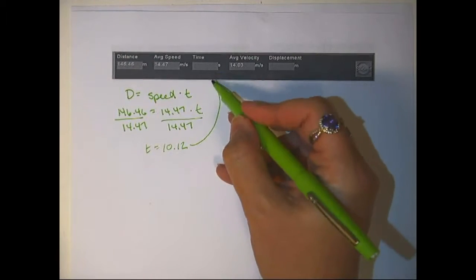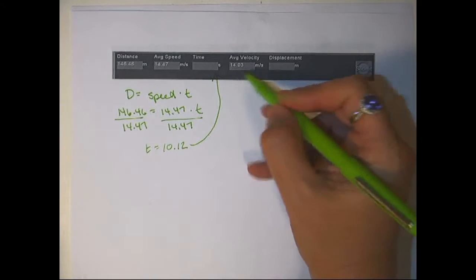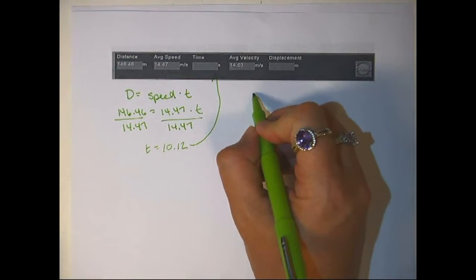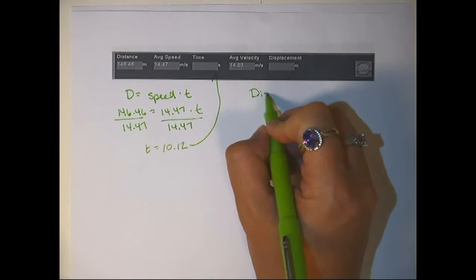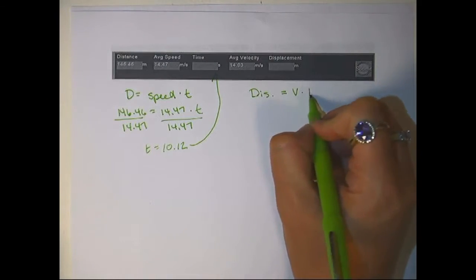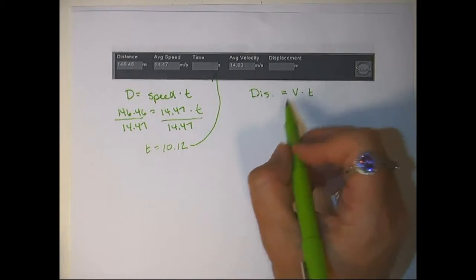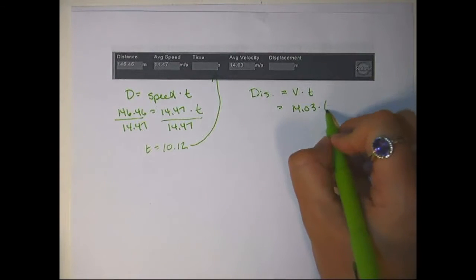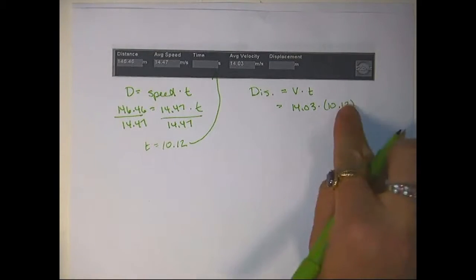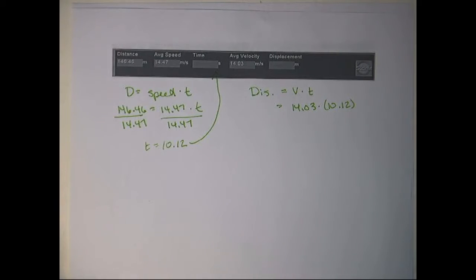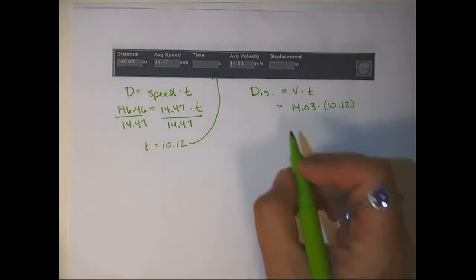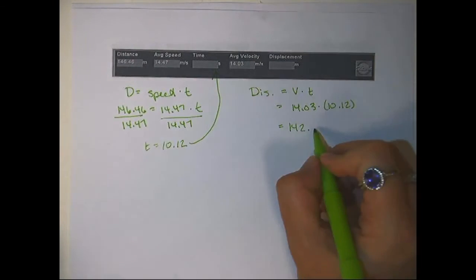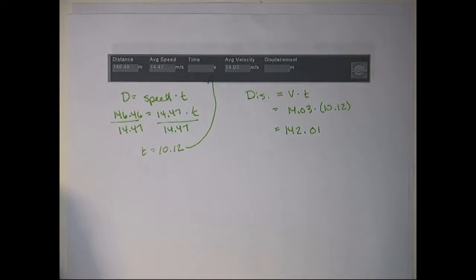Now that I have this time, it is the same time that goes with this part over here for velocity. So this time is the same for both of these. So now I have displacement equals velocity times time. I don't know the displacement. I do know the velocity. And I do know the time. It's this one over here. That one goes there. And then when I multiply, I get the displacement is 142.01. That's how you do that.